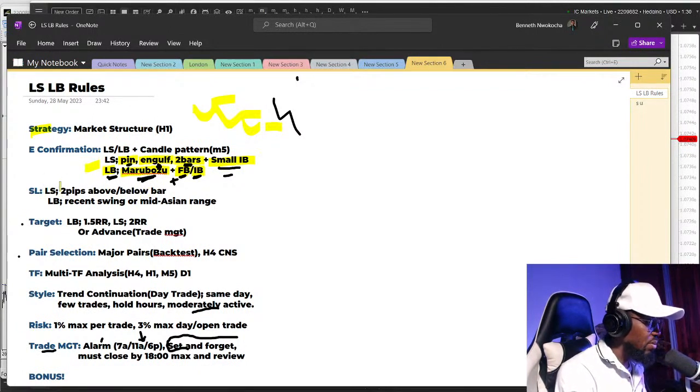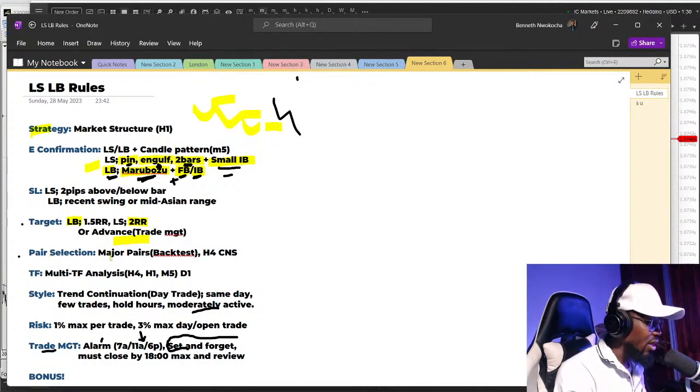Then for the stop loss: 2 pips below or above the bar if you're taking the London sweep. If you're taking the London break, you're using the recent swing, or somewhere around the middle of the Asian range if there is no swing. Your target: if it's a London break, a breakout, you're using a target of 1.5. If you're using the London sweep, you're using a target of 2RR. There are advanced things as regards trade management, but I can't talk about all of those now because this video is too long already.